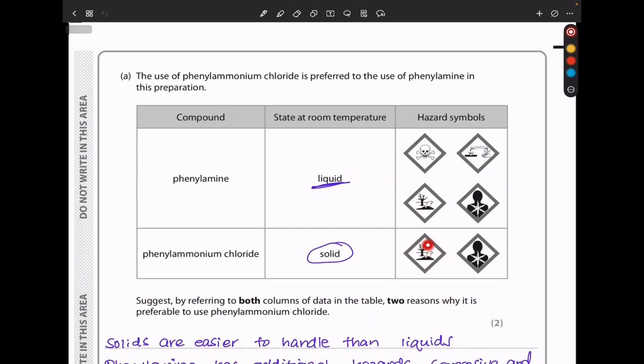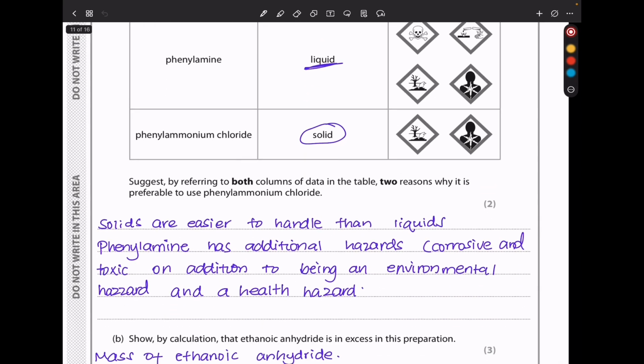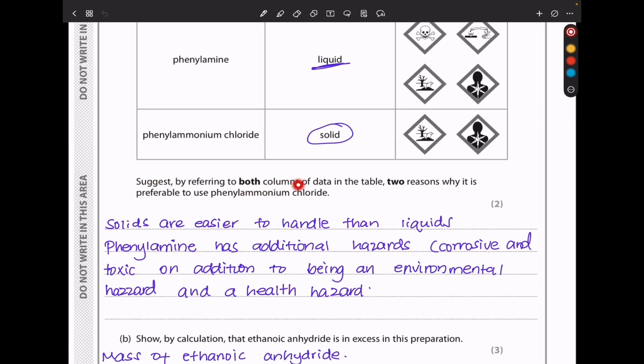This has environmental hazard, health hazard, environmental hazard, health hazard, toxic, and then corrosive. So we can see this has more hazard labels or hazard symbols, or you could say it's more hazardous than the phenyl ammonium chloride. This is suggested by referring to both columns of data in the table, 2 reasons why it is preferred to use phenyl ammonium chloride.